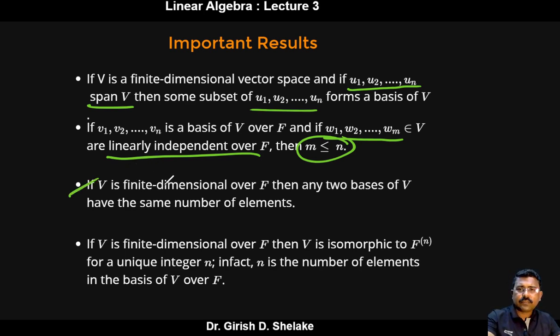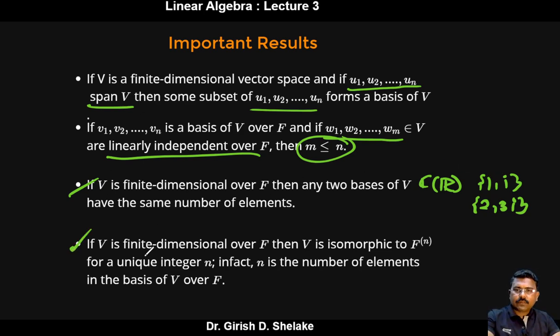Now we consider this third result. If V is finite dimensional over F, then any two bases of V have the same number of elements. For example, we know that for the space C over R, one may write the set of vectors 1 and i as a basis of the vector space, and maybe something like 2 plus 3i is also going to be a basis, but the number of vectors in the basis must be the same.